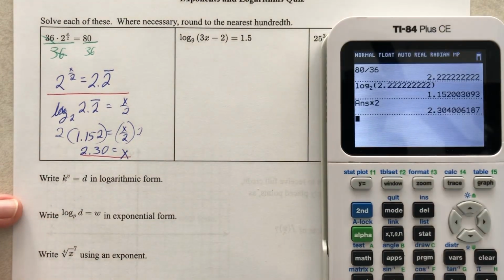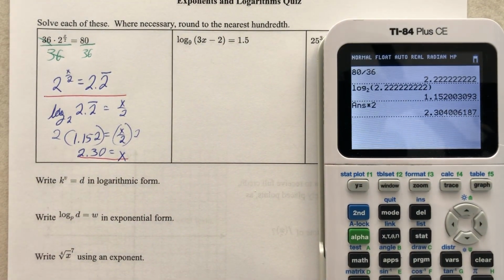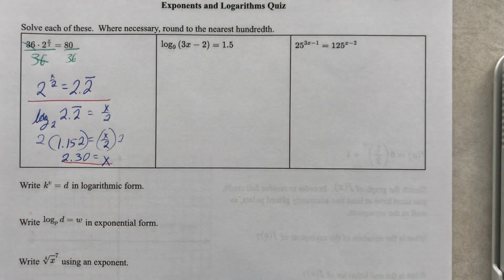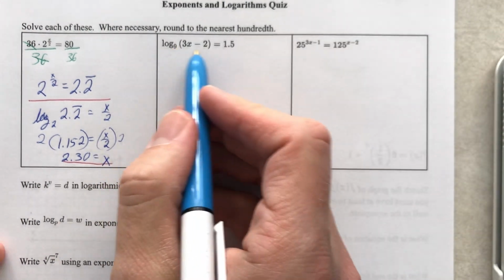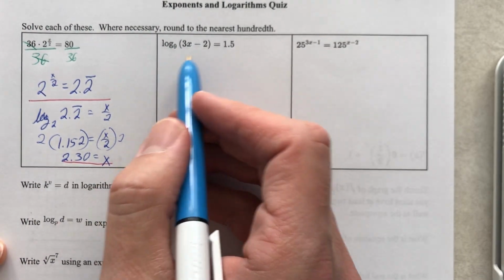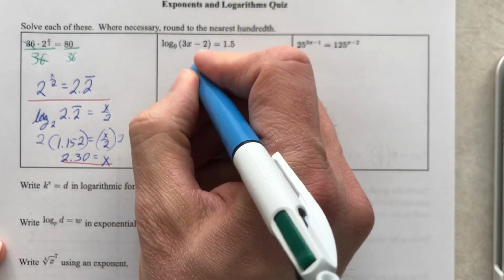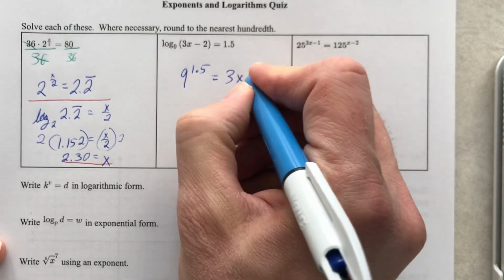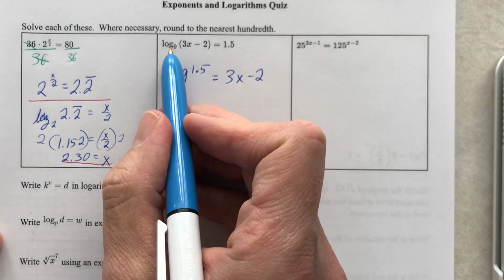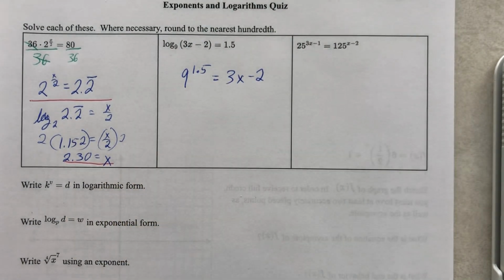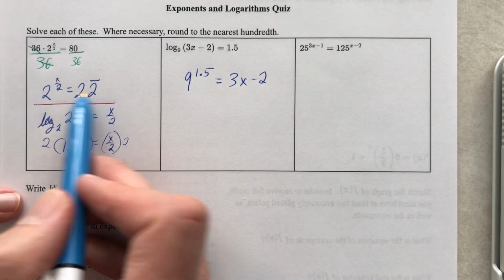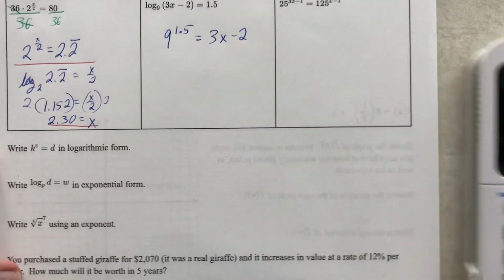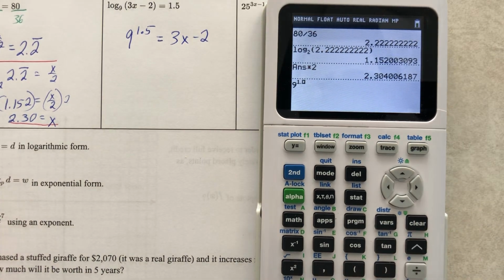Okay, let's move to the next one. If you could get this first step, then you were on your way. There was really nothing that needed to be moved or done on this one to turn it into the form that it's already in. It is in logarithmic form. So let's just rearrange it. 9 to the 1.5, which is 3x, and that's equal to 3x minus 2. So we are turning it from a log into an exponent. It's a matter of knowing how to turn from exponents to log or logs to exponents for these types of problems. We will find out what 9 to the 1.5 is.